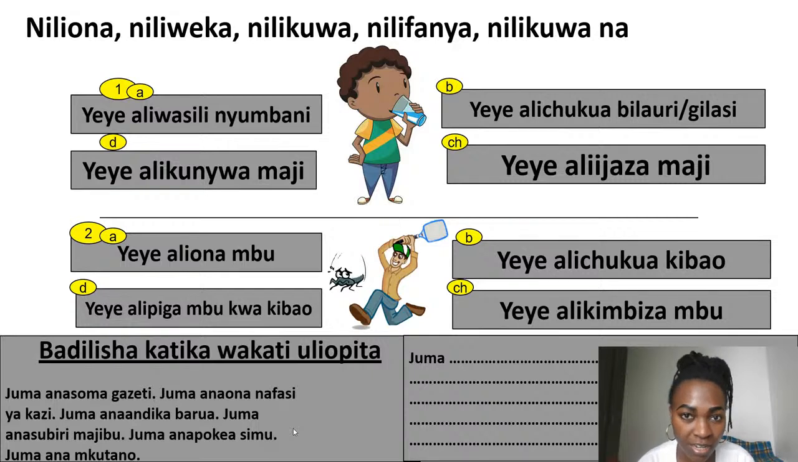He drank water. Now, let's look at the second image. What do you see? Well, I see a man running after an insect with sort of a bat.